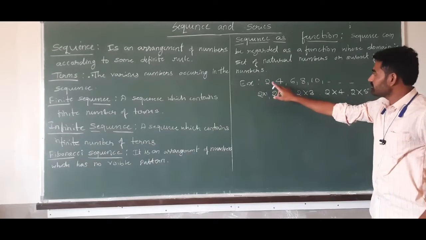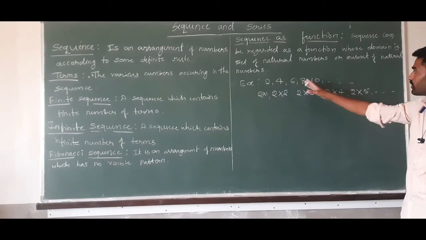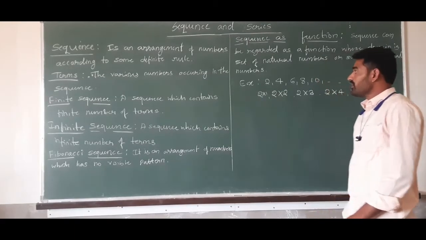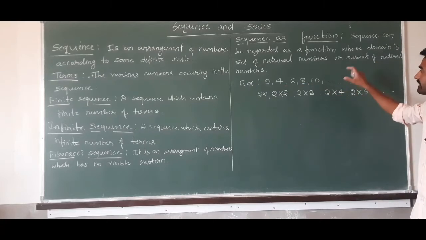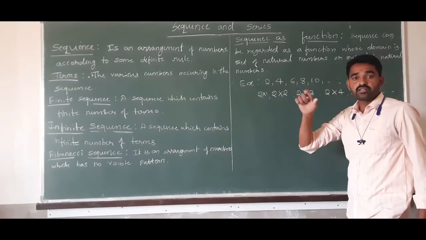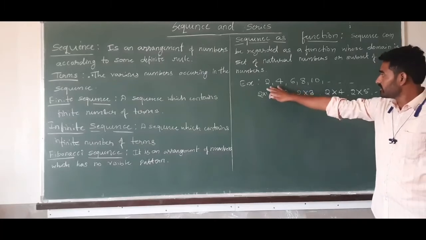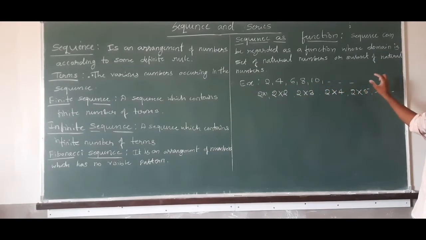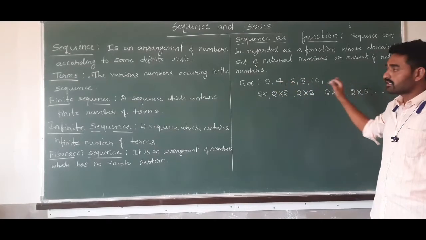This is the first term, this is the second term, this is the third term, and similarly the fourth, fifth and so on. What are the terms? The various numbers occurring in the sequence are called the terms.